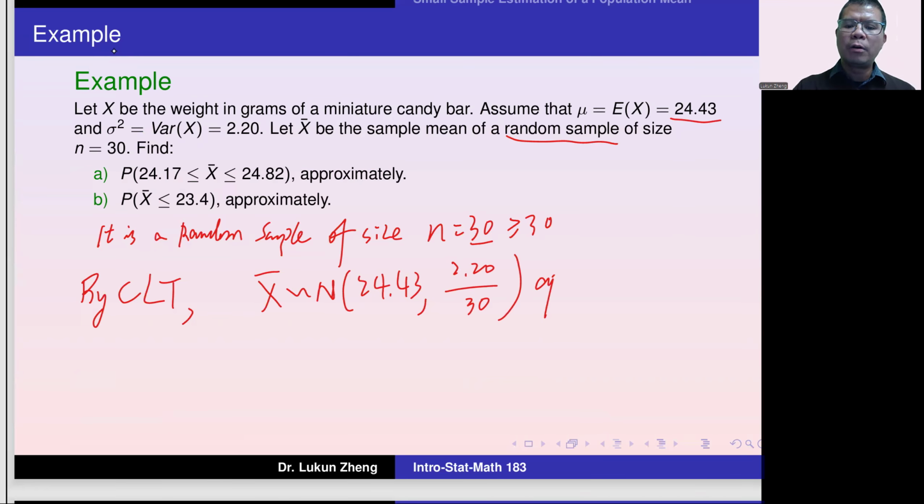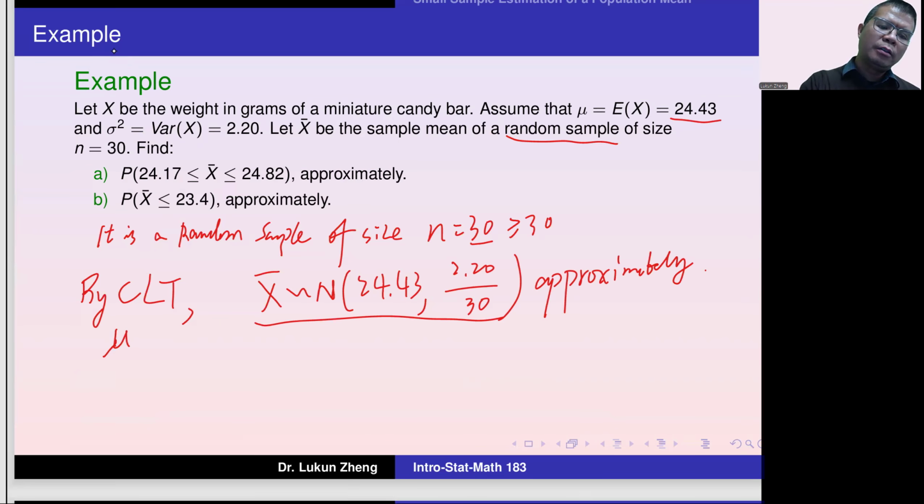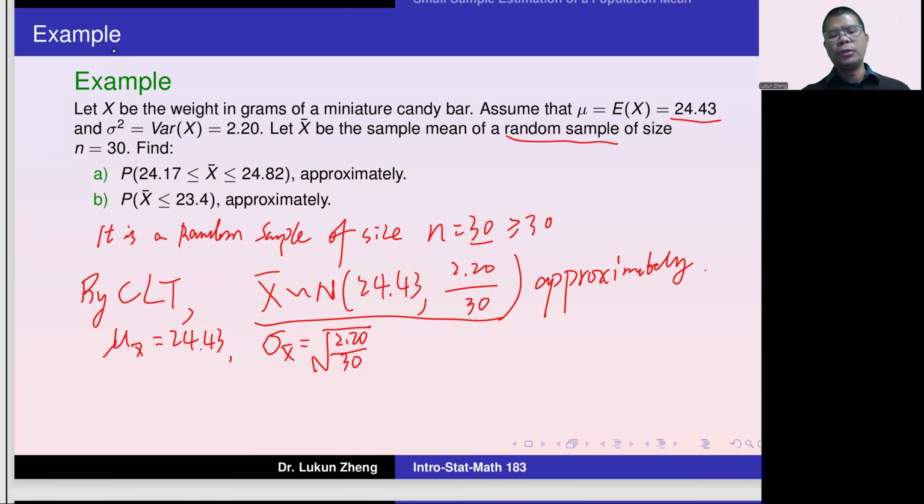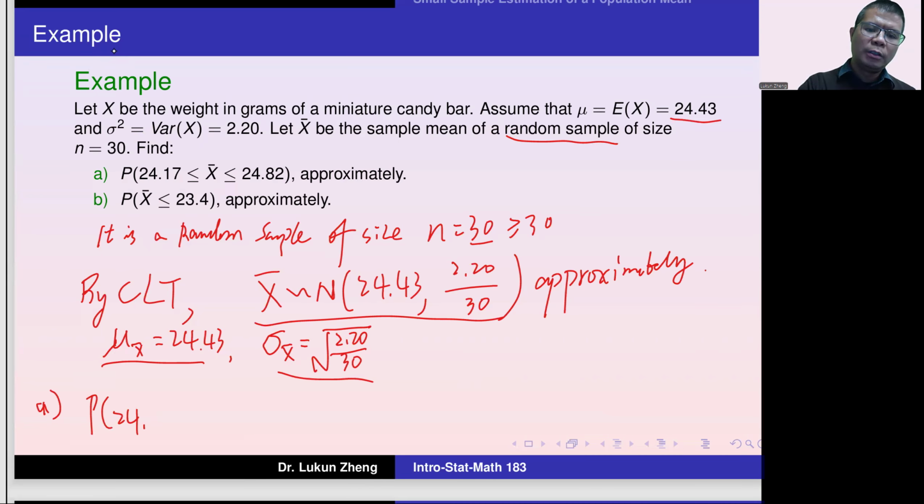So, approximately. Now, based on that, we know the mean for X bar is 24.43, and the standard deviation for X bar is the square root of 2.20 over 30. All right, so once we have the mean and the standard deviation, you can find the probability that 24.17 is less than or equal to X bar, less than or equal to 24.82.